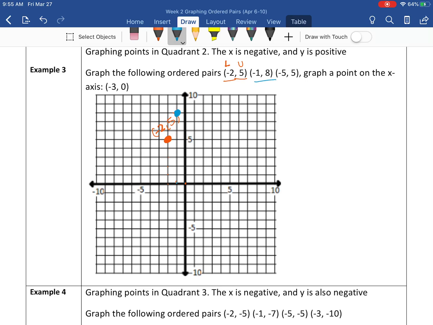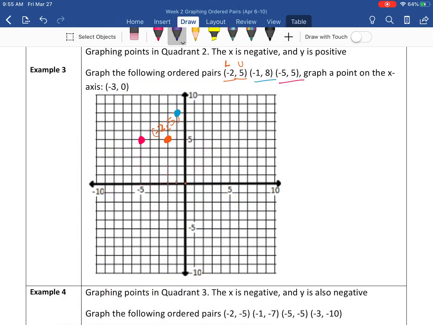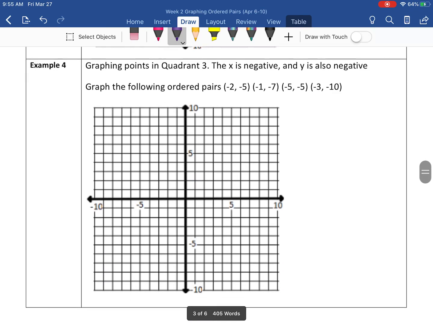I'd like you to pause the video and see if you can graph (negative 5, 5) and the point (negative 3, 0). Well, negative 5, 5, we're going to go to the left 5 squares, and then we're going to go up 5 squares. 1, 2, 3, 4, 5. So here's our point (negative 5, 5), and then last but not least, we're going to go (negative 3, 0). So we're going to go to the left 1, 2, 3 squares, but then since it's 0, we're not going to go up or down at all. We're just going to stay right on that x-axis, and those are our 4 points.